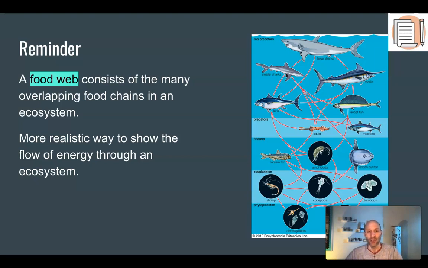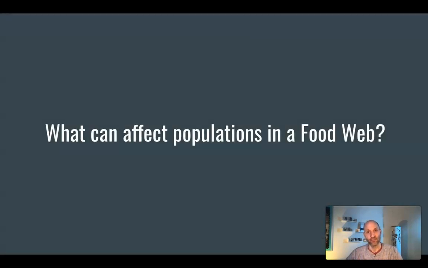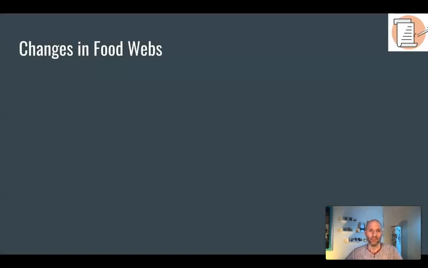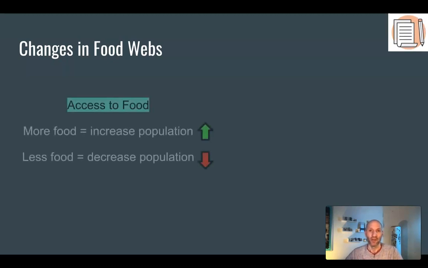Within a food web, organisms are connected by lines or arrows that show the movement of energy from one population to another. So what can affect populations in a food web? How can populations in a food web get bigger, or get smaller, or disappear? There's two big ways to make changes in a food web.